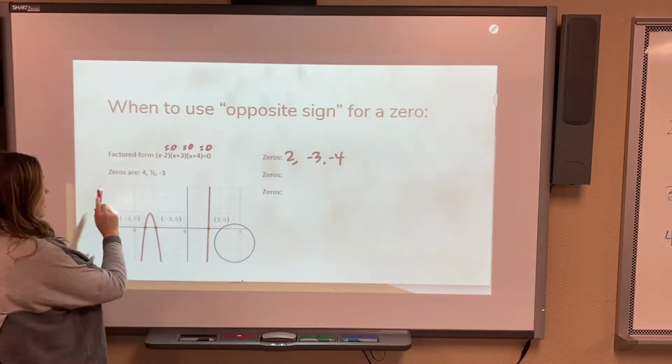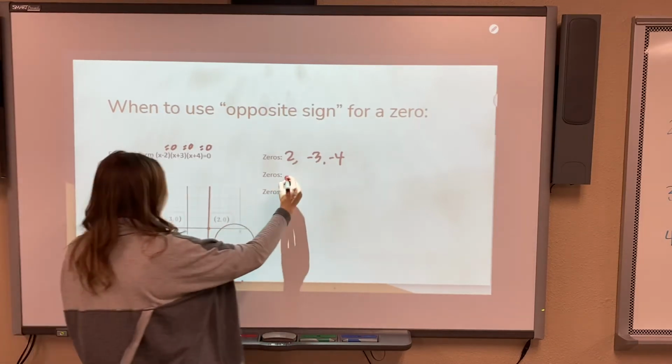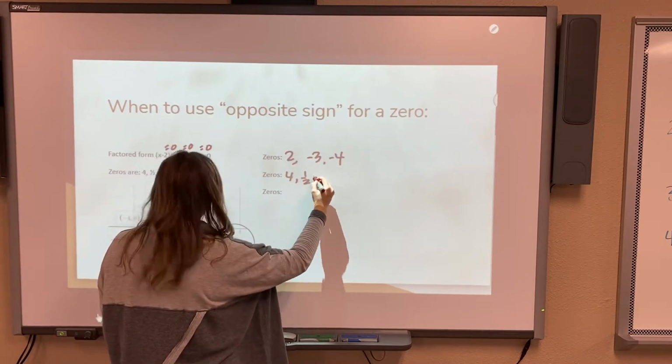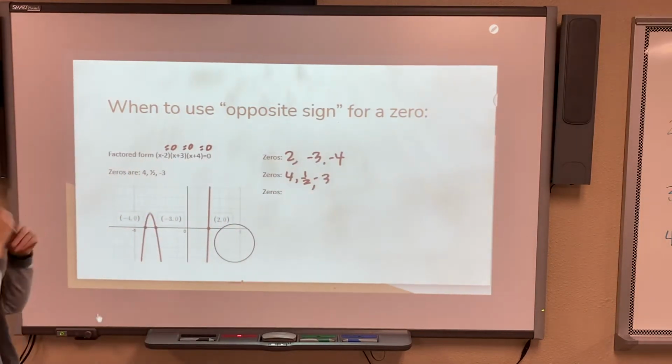Okay? Here, if it says your zeros are 4, 1/2, and negative 3, then your zeros are 4, 1/2, and negative 3. Okay? You do not have to put those as a negative.